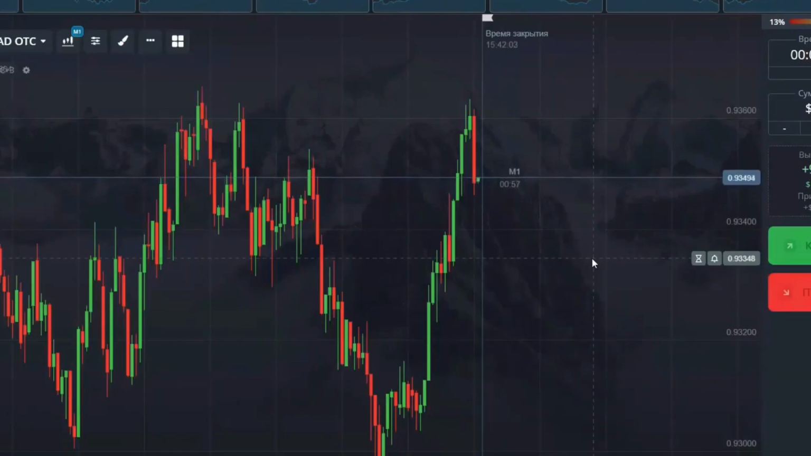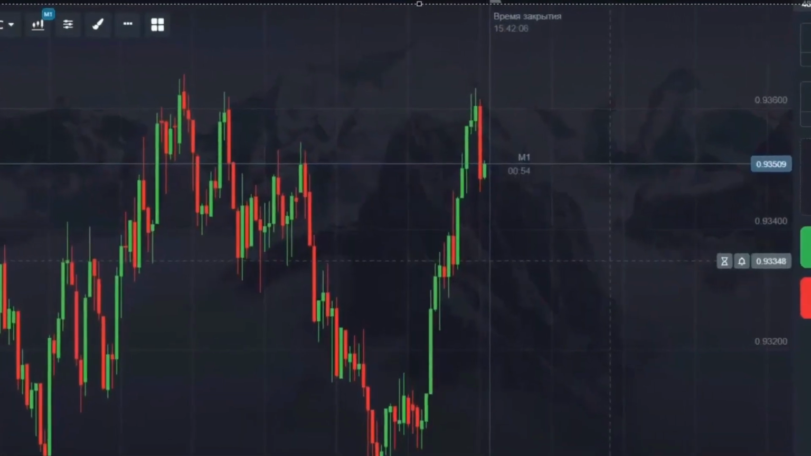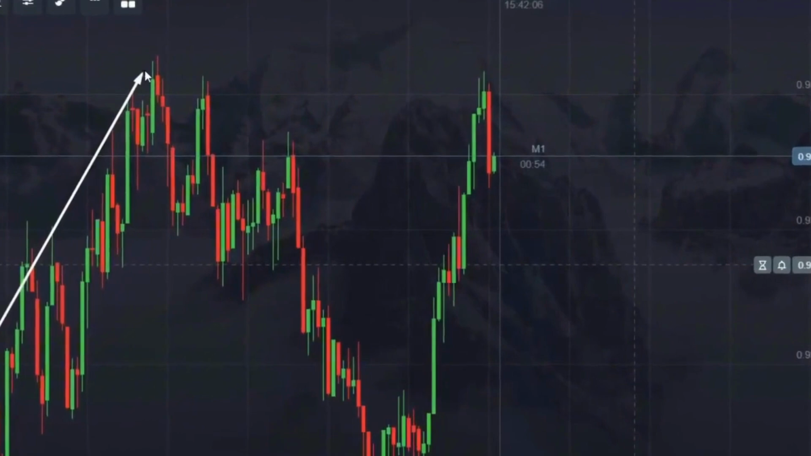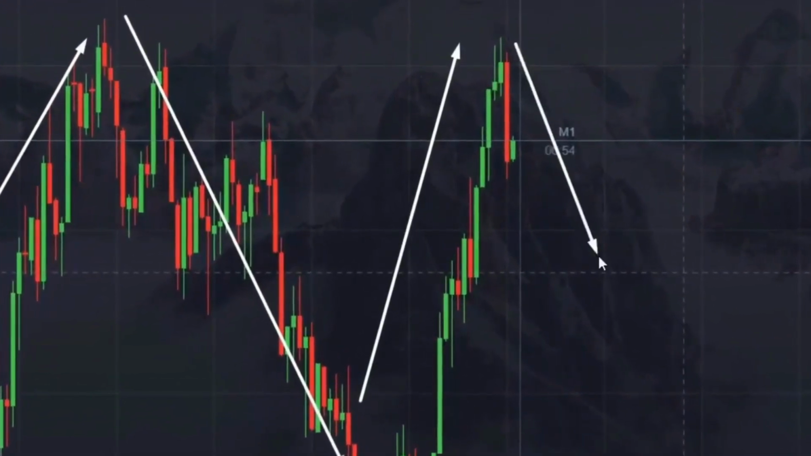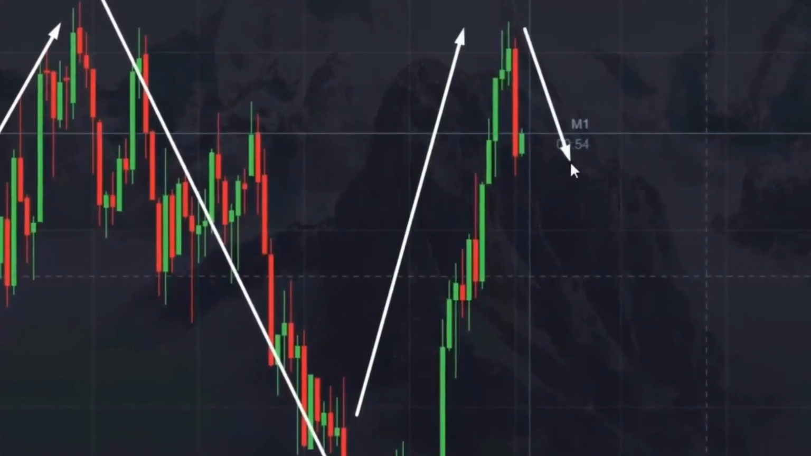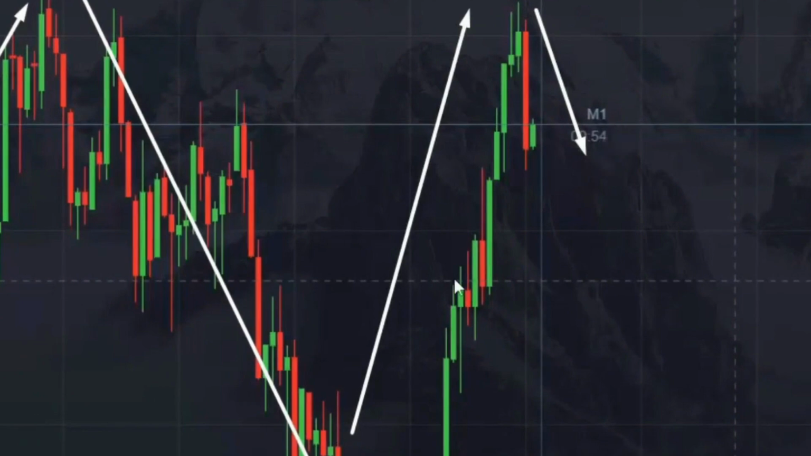So the essence of the strategy is very simple. We work as usual following the trend. For example, here we see the following chart. We had an upward movement, then a downward one, and then upward again. Now, most likely, logically, we will move downwards. Accordingly, it makes sense to enter a trade for a decrease. This is a simple strategy, and it has stood the test of time.